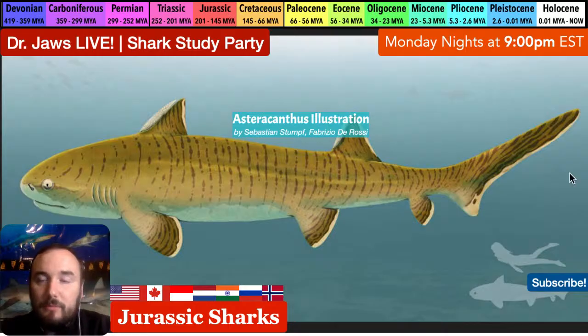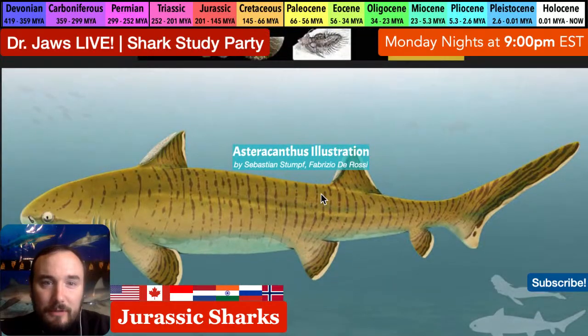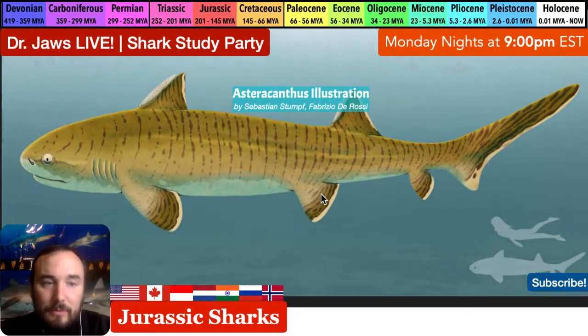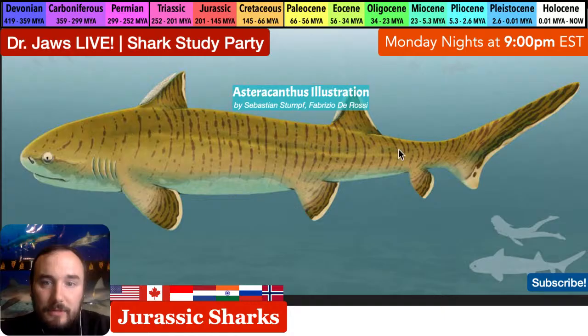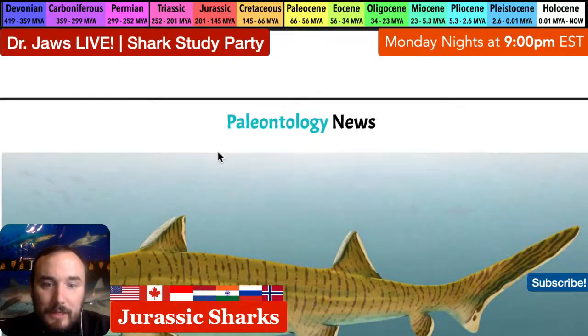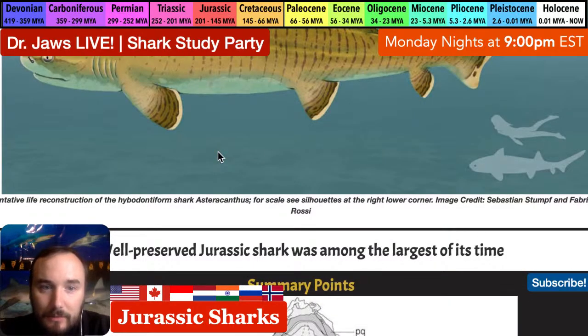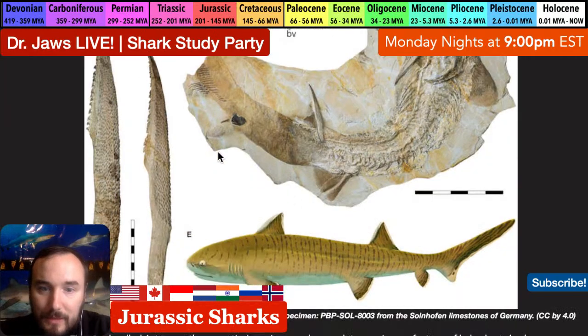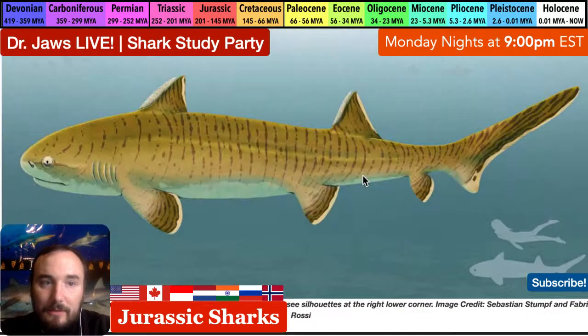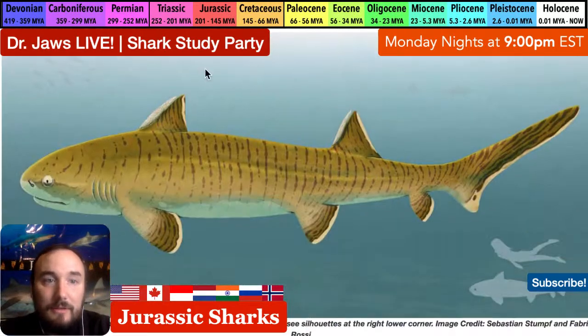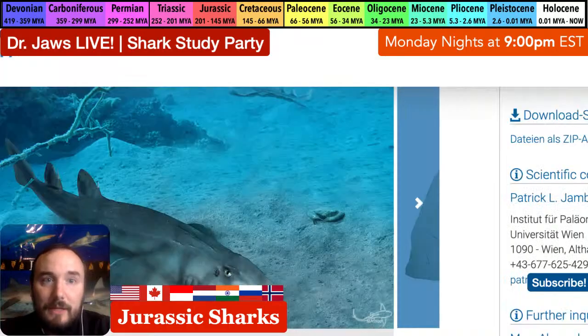I'm going to save this for when more people hop on, but this is Asteracanthus. It's not recently discovered, but there was a beautiful skeleton of this species discovered that we'll take a deeper look into as we continue through the night. But this is a Jurassic shark from, let's see where this is from actually. Germany. There we go. Germany is where this species was discovered. But we'll get more into that later.